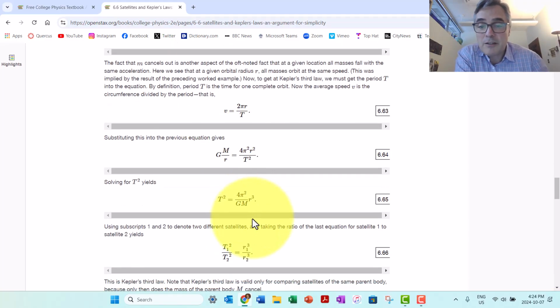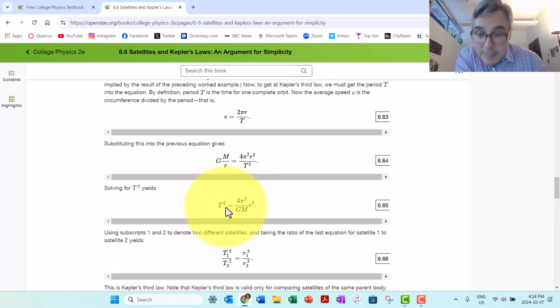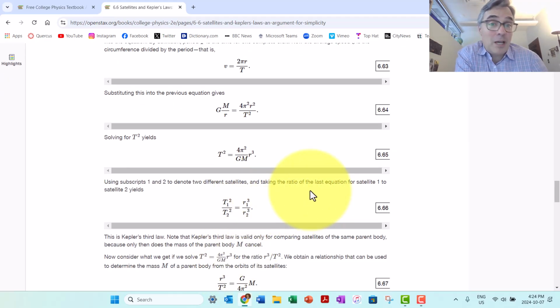If you know the speed and the radius, you can find the period, and T squared equals some constant times r cubed. So anytime you take the ratio of two different planets, they'll have the same value of 4 pi squared divided by G times the mass of the sun. And so you get Kepler's third law.